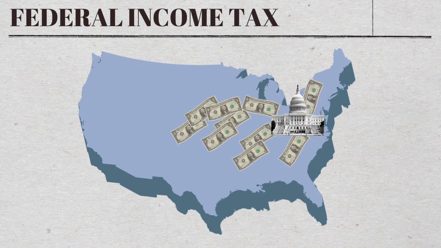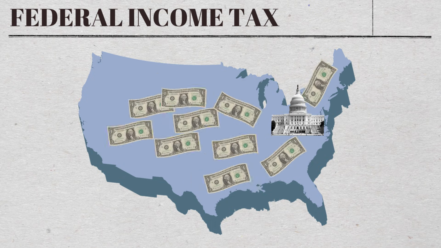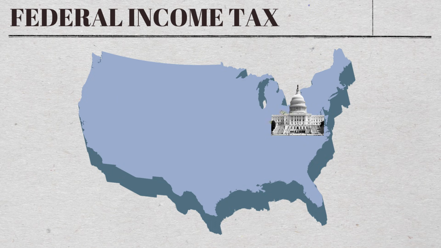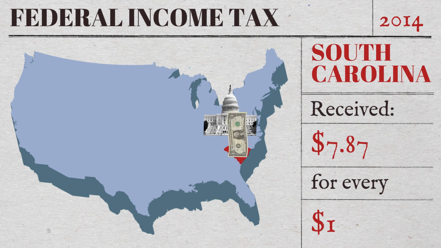Because federal income taxes are collected by the central government and redistributed amongst the 50 states, there is a certain amount of collective and political logic that goes into who gets what. For example, in 2014, South Carolina got $7.87 for every $1 its citizens paid in federal taxes.